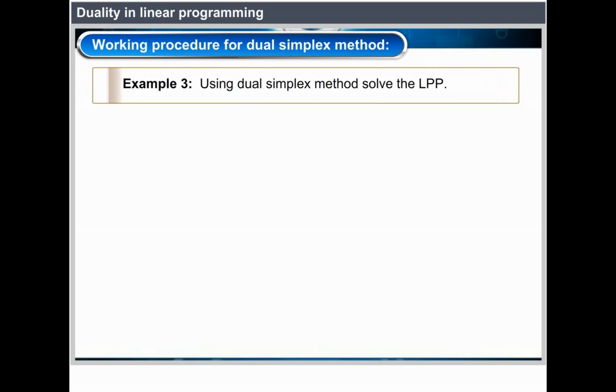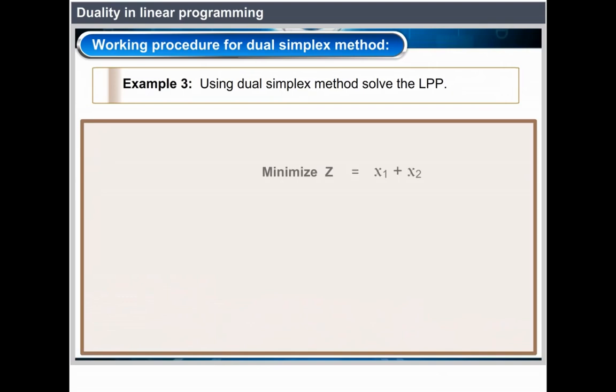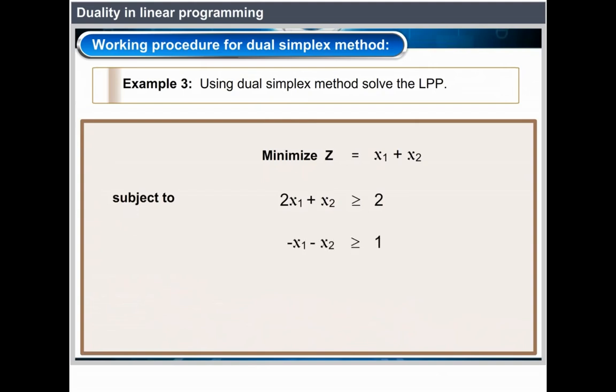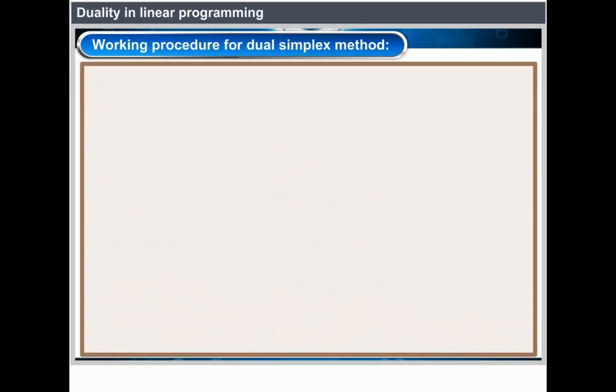Example 3. Using dual simplex method, solve the LPP. Minimize z equal to x1 plus x2 subject to 2x1 plus x2 greater than or equal to 2, minus x1 minus x2 greater than or equal to 1, and x1, x2 greater than or equal to 0.